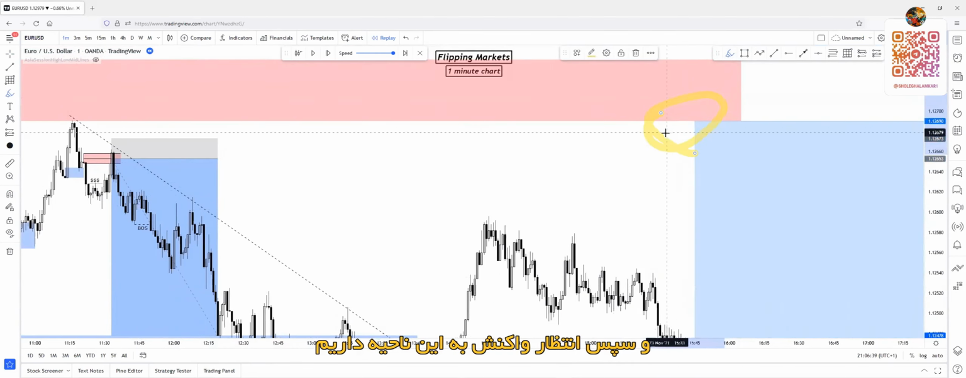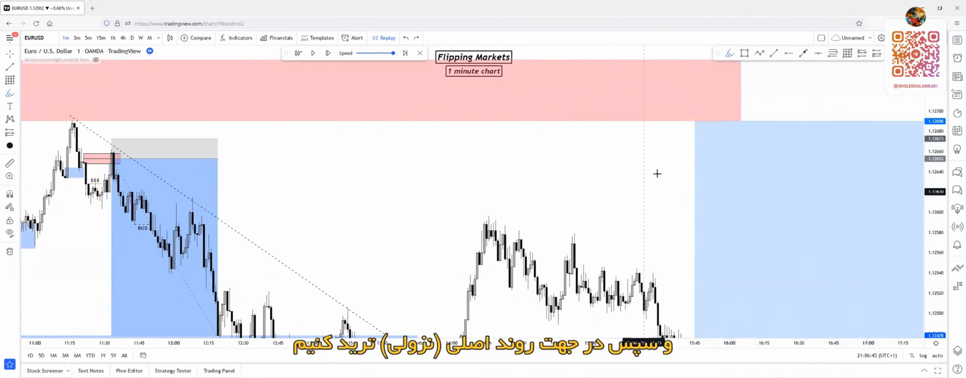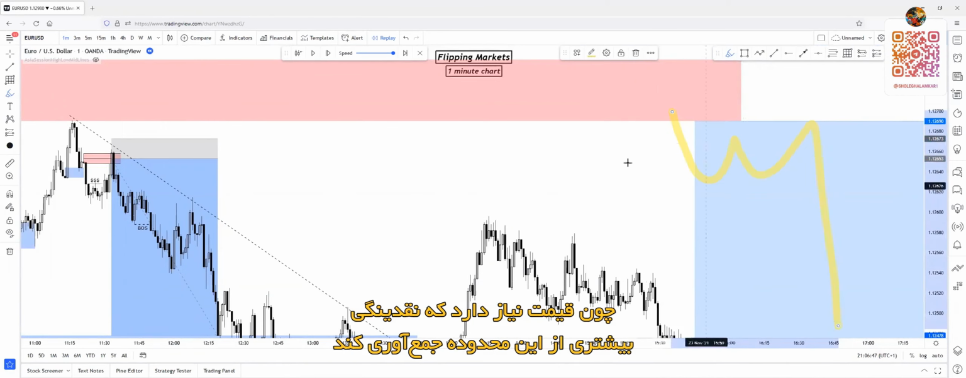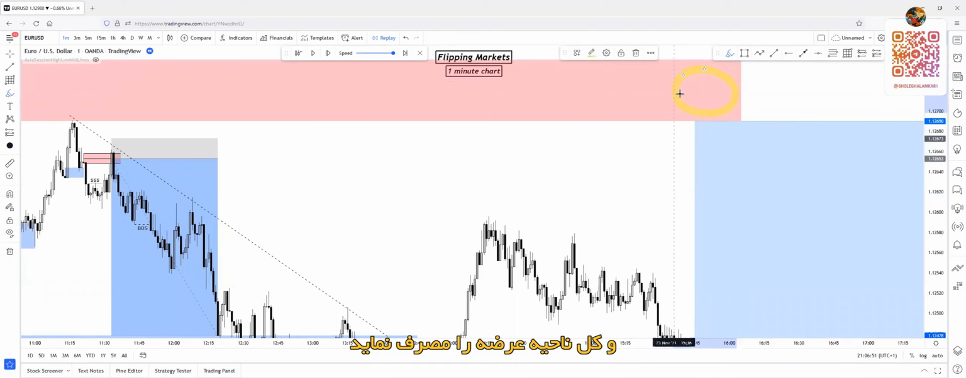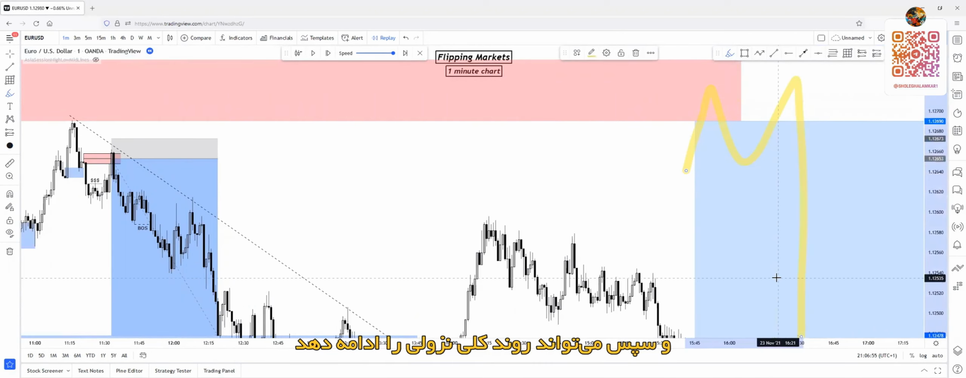And after the tap of this supply zone, we can expect a reaction on this zone and a change of character. And after a change of character, we can hop in a short trade and continue the main trend movement, because price needs to collect more orders from this region, mitigate the full supply zone, and after that it can continue the whole bearish movement.